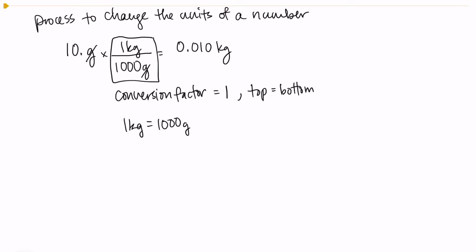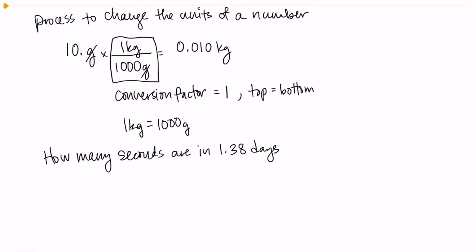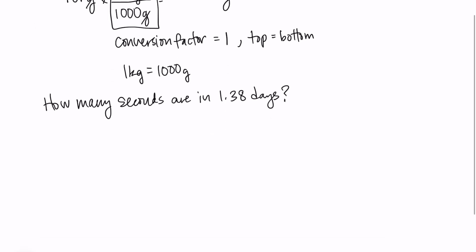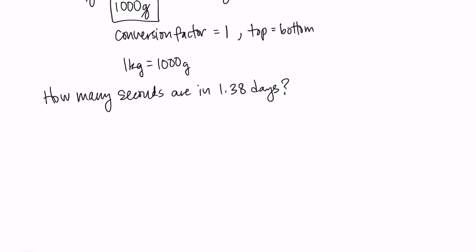So we're going to do a couple of examples here. The first example I want to do is the example that we went through very fast in class. So I want to know how many seconds are in 1.38 days. Okay. Now for this one, they didn't give me any conversion factors, but they're sort of assuming I know how many hours and minutes and seconds are going to be in a day. So I'm going to start with the number they gave me, 1.38 days.